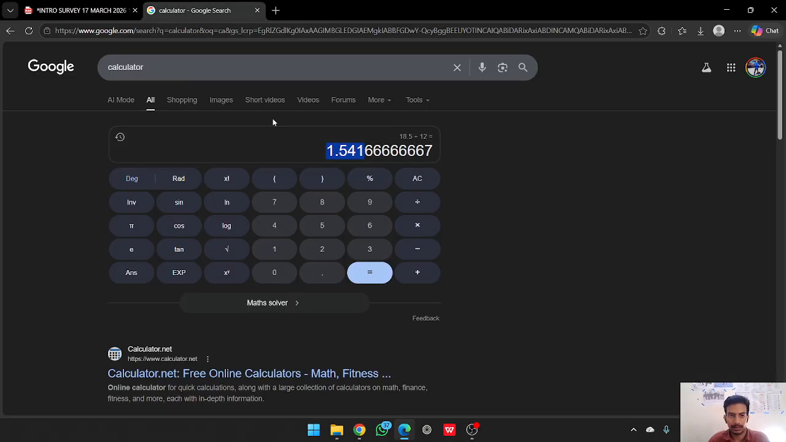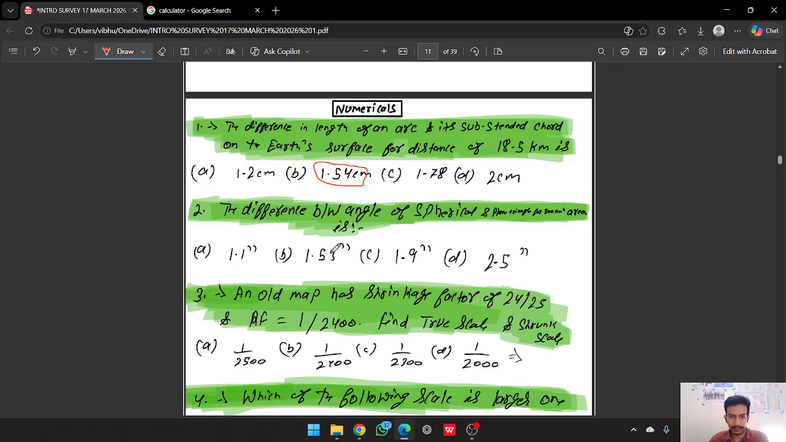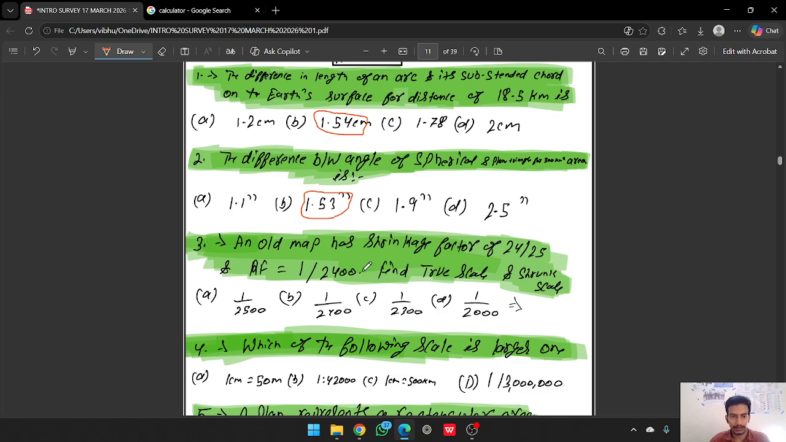How many? 300 divided by 195.5. There is a 1.53. Is the answer 1.53? Yes, here is the answer 1.53. Now we have to discuss the third question.